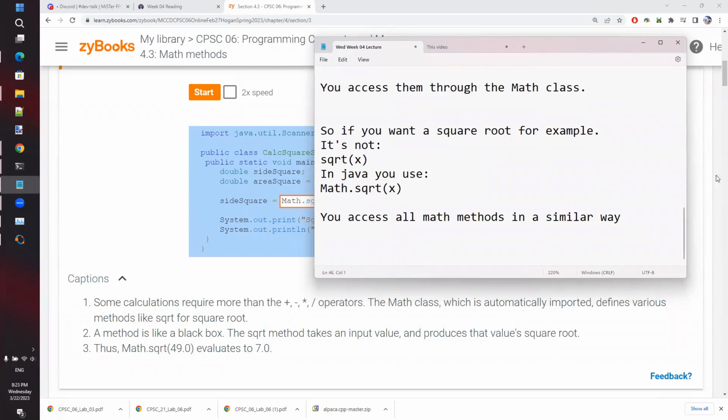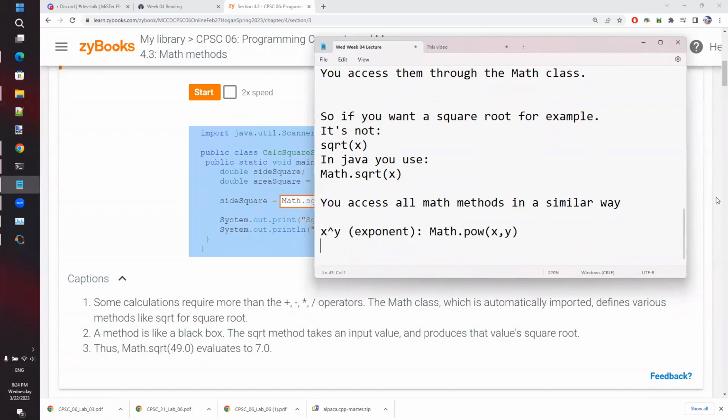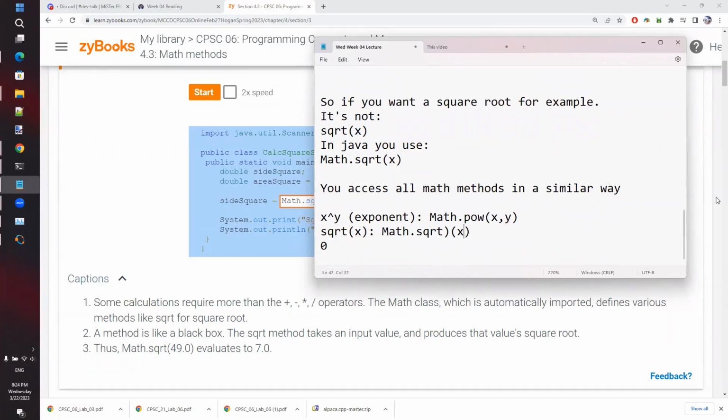So if you want to do a power, like if you're trying to do x to the y power, that's an exponent. How do you do it? You do it this way. Math dot pow, and then x comma y. That's how you do it, right? If we want a square root of x, you do it with Math dot square root x. I messed that up. Let me fix it.